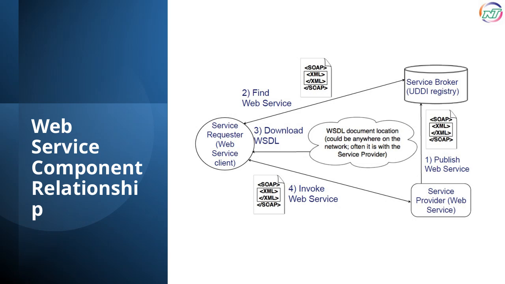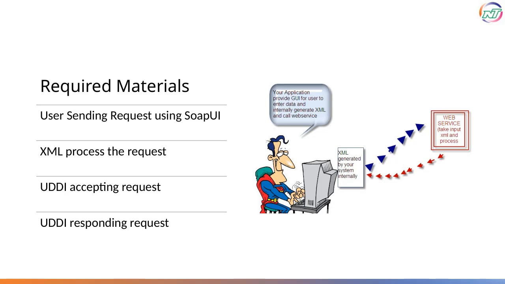Once the service requester finds the web service through the broker, they download the WSDL document, which describes how to interact with the service. Finally, the requester uses this information to invoke the web service, sending requests and receiving responses formatted in SOAP or XML. This flow ensures that services are easily discoverable, understood, and accessible across different systems on the network.